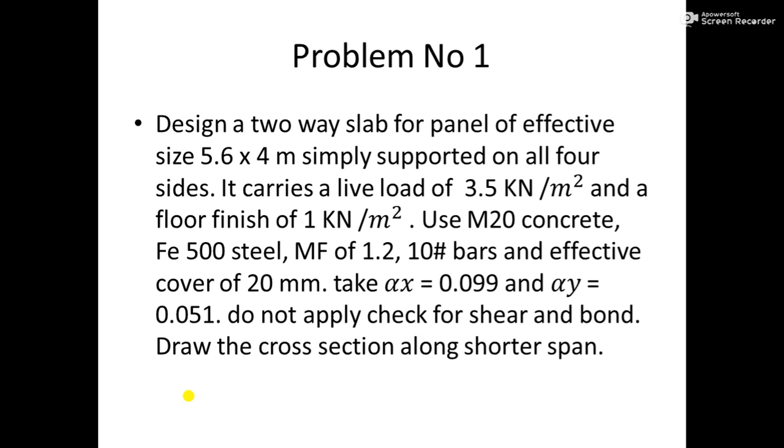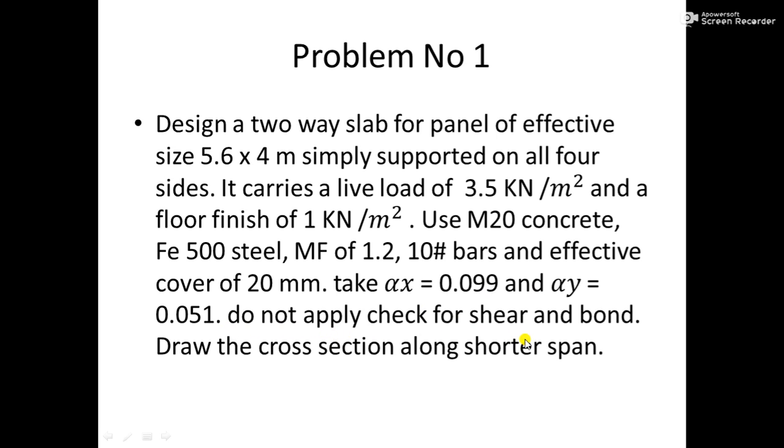Here again, effective size is given, that is effective length 5.6 is Ly and Lx is 4 meter. You have to use 4 meter as the shorter span. Simply supported on all four sides. It carries a live load of 3.5 kN per meter square and a floor finish of 1 kN per meter square. Use M20 concrete, Fe 500 steel, modification factor 1.2, 10 mm diameter bars and effective cover of 20 mm. Take alpha x 0.099 and alpha y 0.051.